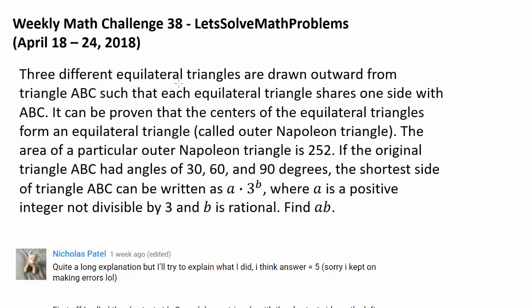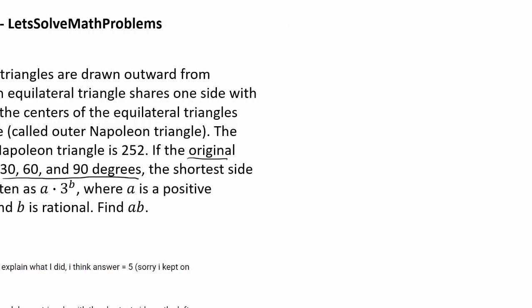Three different equilateral triangles are drawn outward from triangle ABC, such that each equilateral triangle shares one side with ABC. And as we are going to see, the original triangle ABC is going to have angles of 30, 60, and 90 degrees. So let's draw what's going on.